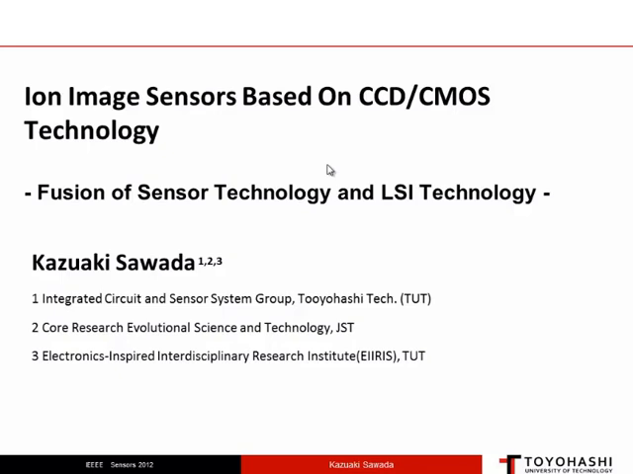The title of my presentation is Ion Image Sensor based on CCD and CMOS technology. This ion image sensor is a result of a fusion of sensor technology and LSI technology.